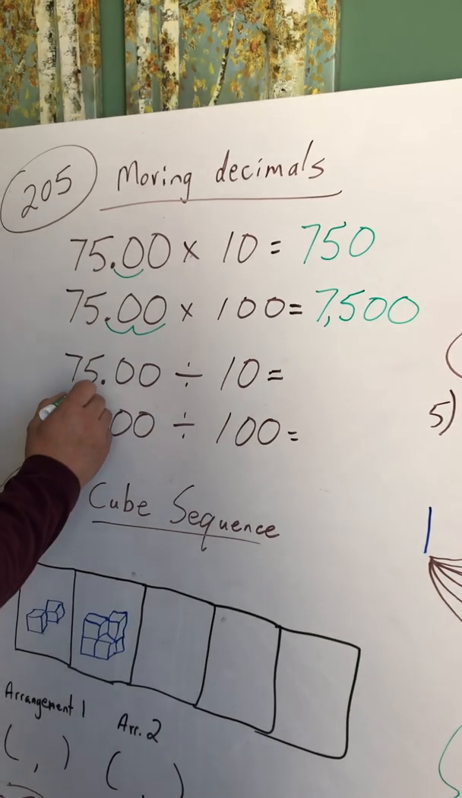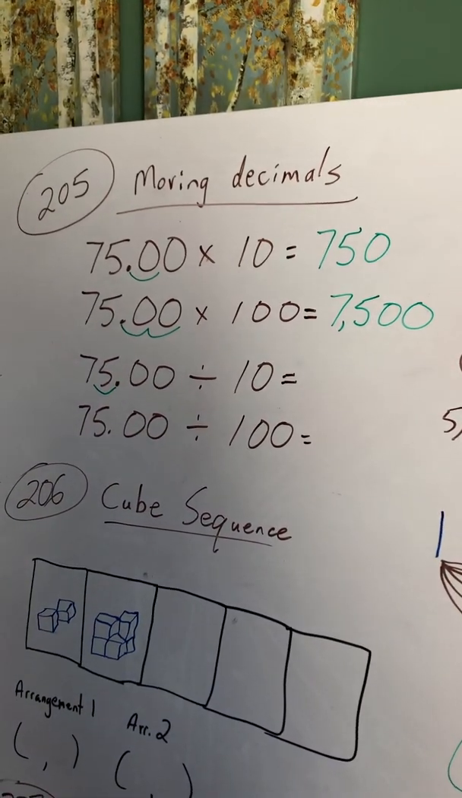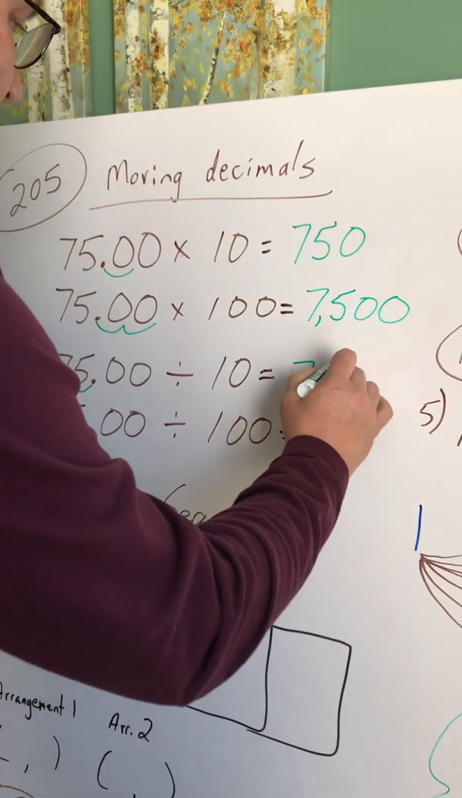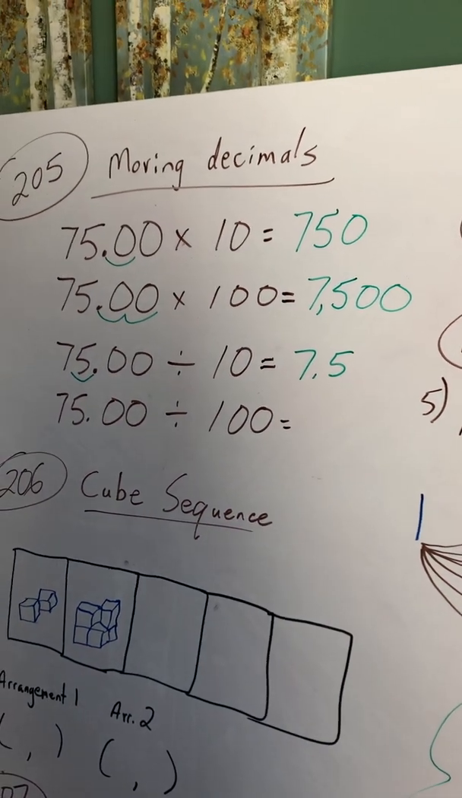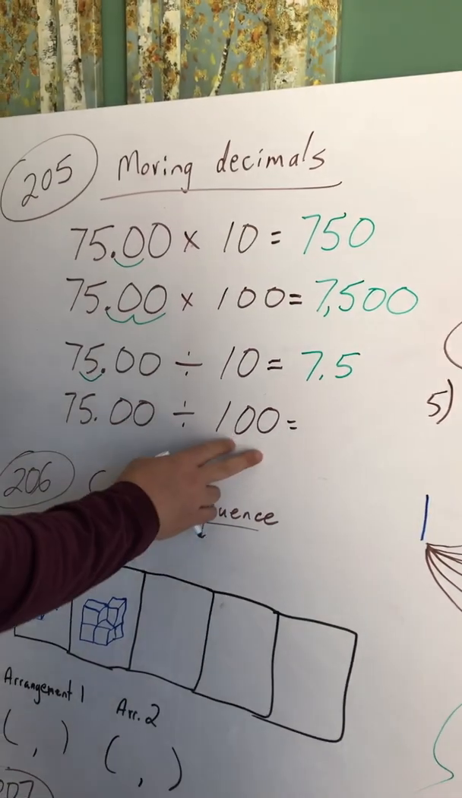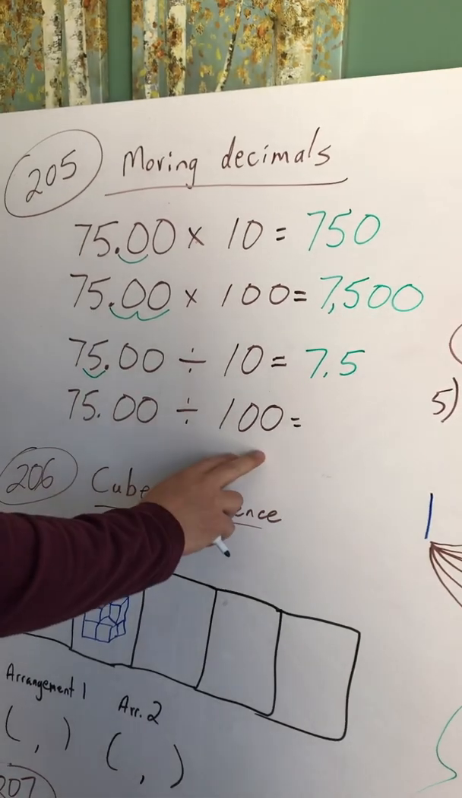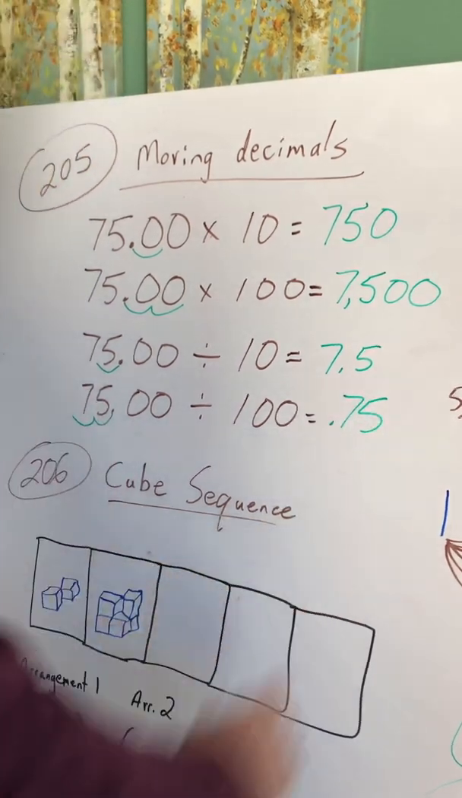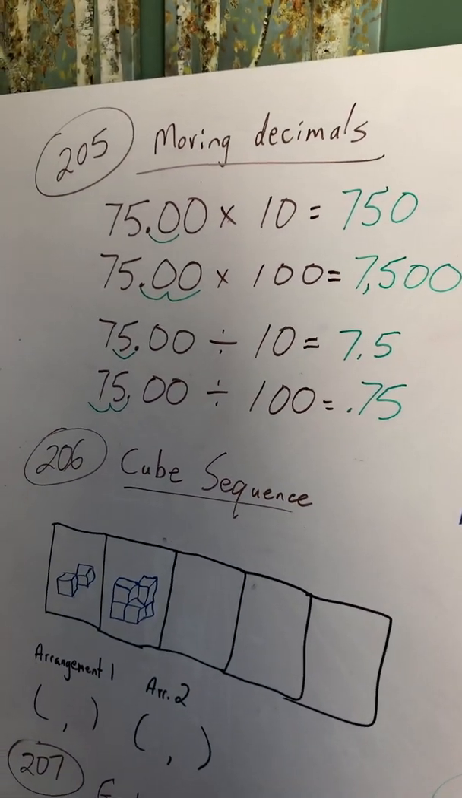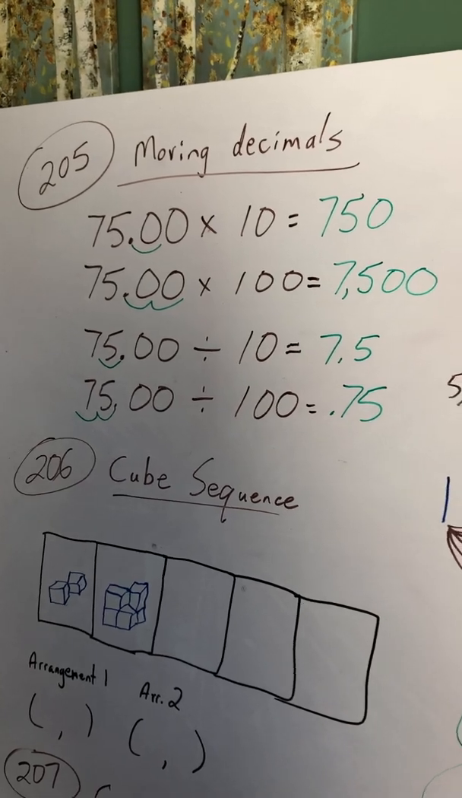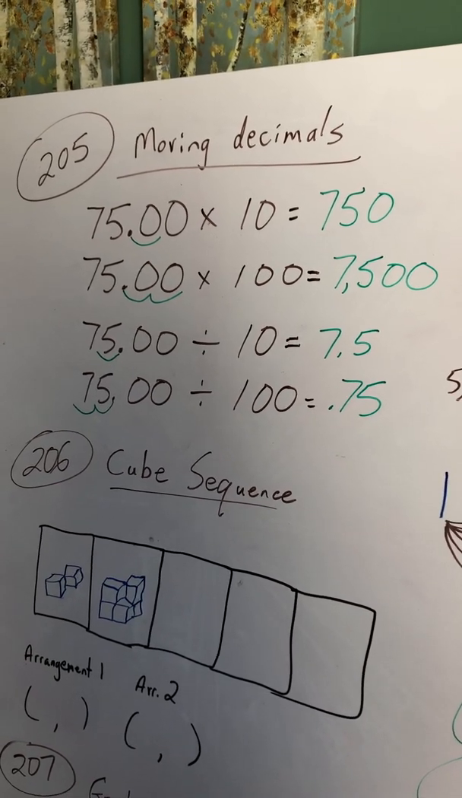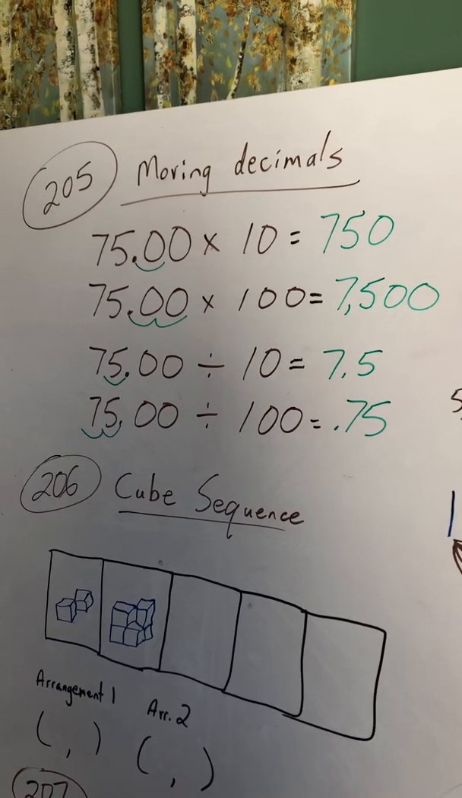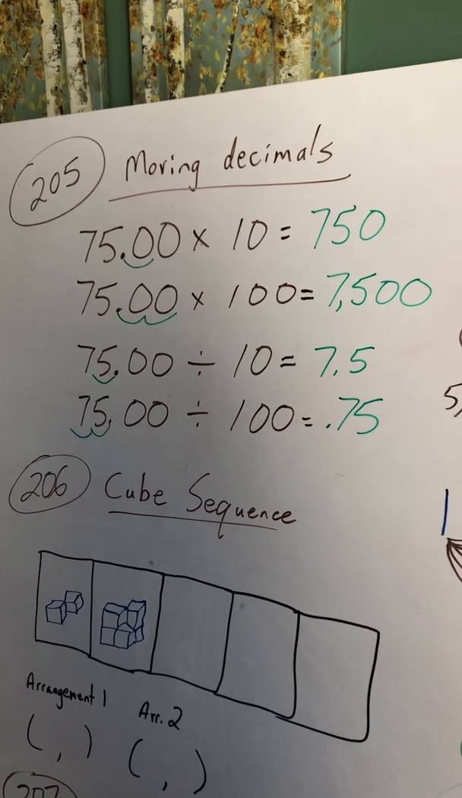So here, you go to the left. So 75.00 divided by 10 is 7.5, okay? And you're probably, oh, this is easy, because now you know 75.00 divided by 100 is 0.75, okay? So that's mainly what 205 is doing. It's actually, when you start to understand this, it's actually kind of fun. It's just like, boom, I know what to do. So take a look at that and then do 205.